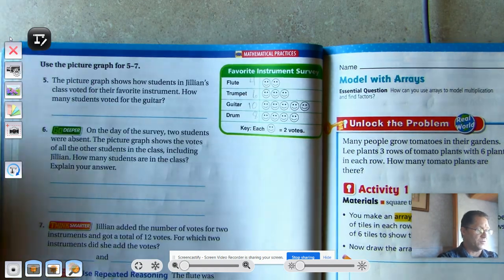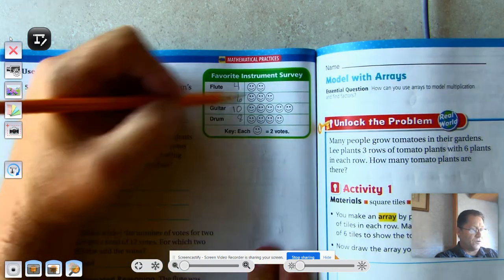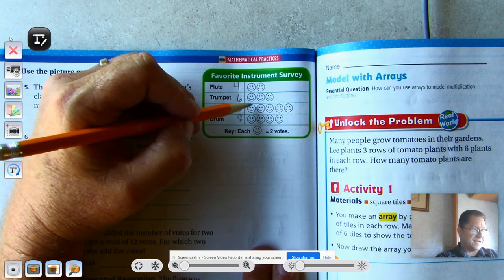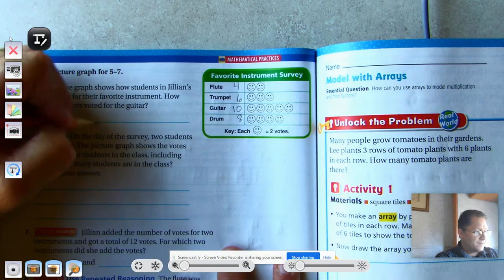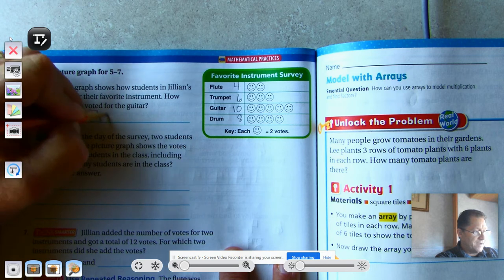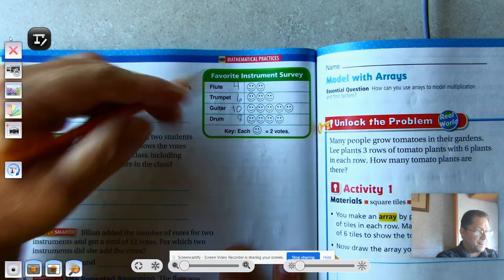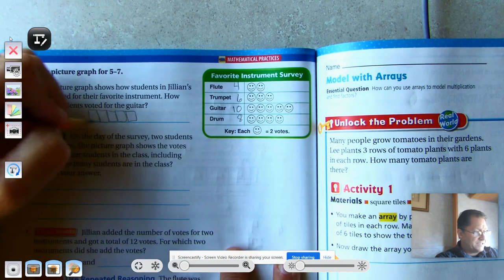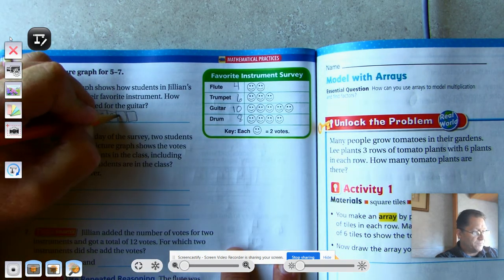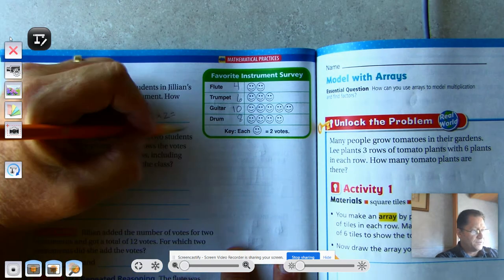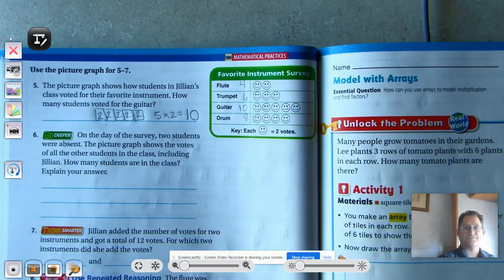How many students voted for the guitar? So, we went here, and so this is in a sense kind of like a bar graph too, because we have 5 symbols, and then each symbol represents 2 votes. And 5 groups of 2 equals 10.